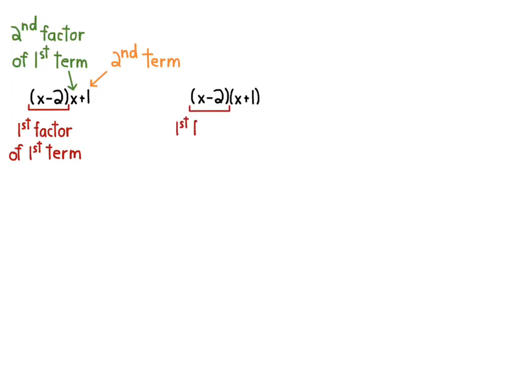Okay, now that's completely different from this situation here where I have x minus 2 in parentheses, that quantity, times the quantity x plus 1. This is a single term. It is made up of two factors. The first factor is x minus 2, and the second factor is x plus 1. It's completely different from the first example that I have on this video.